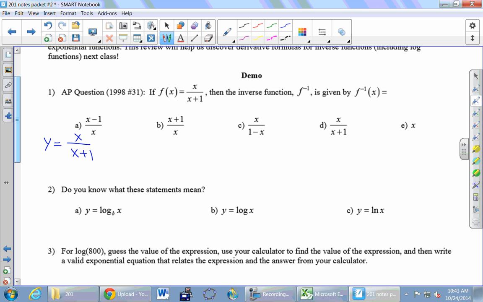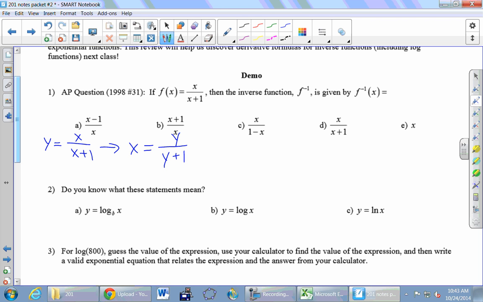I'm just changing the f of x into a single letter. And then the key idea is that when you go from a function to its inverse, the input and output swap. And so all we're going to do is exchange all the x's for y's and the y for an x. So this becomes x equals y over y plus 1. And then to find the inverse function, what are we trying to solve for? We're trying to solve that for y.